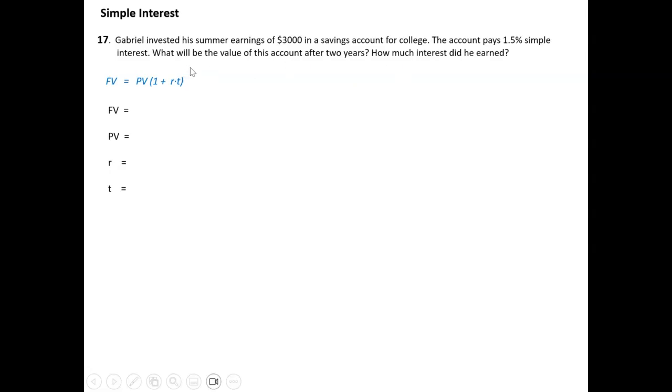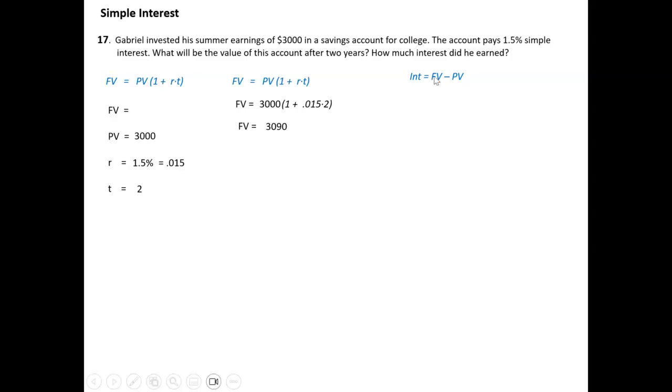So we're looking for the future value, because it's in 2 years. So the present value is equal to 3,000. The interest rate will be 1.5%, converted to a decimal will give us 0.015. My T is going to be 2 years, 2. So we plug into the formula, and we use a calculator. My answer is 3,090.